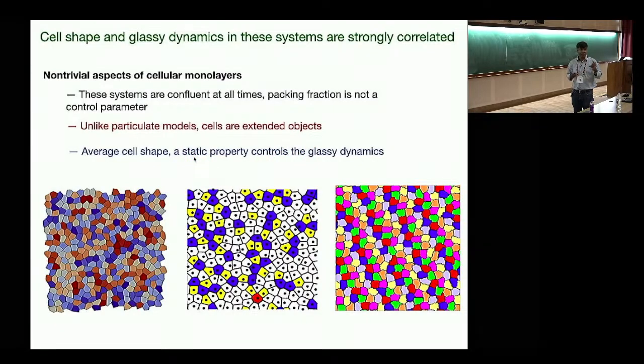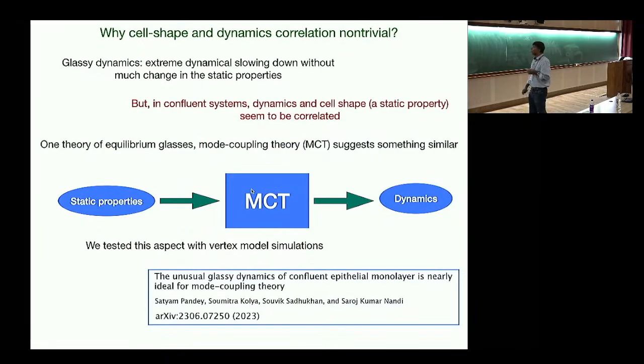So a quantity that you can just measure from a static snapshot seems to determine what the dynamics is going to be. And these are some snapshots taken, again, from those simulations. This is non-trivial because glassy dynamics is defined as follows: an extreme dynamical slowdown without much change in the static properties. So if you look at two snapshots of a glass and a liquid, they look nearly identical.